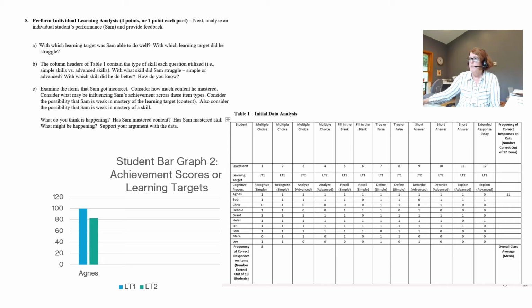So question 1 was a multiple choice. We know it's question 1 because it says question number 1. It was aligned with learning target 1, and it was a simple skill, just asking students to recognize something. Question number 2 was a multiple choice, aligned with learning target 1, simple skill, recognize. Question 3 was a multiple choice, aligned with learning target 2, and it was aligned with an advanced skill of analyze.